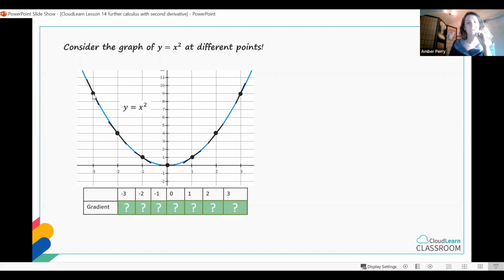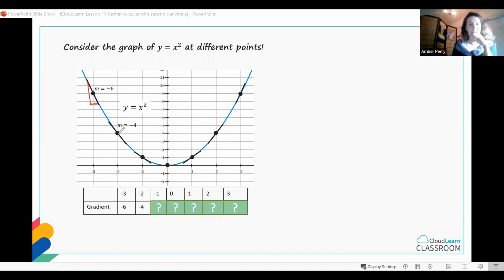I could come to this point here and say, at that exact point on the graph, I could draw what's called a tangent to the graph, and I can find the gradient there. I'm not going to do this for every single one, but at this particular point I could draw in a triangle, find the difference in y and the difference in x, divide one by the other, and find the gradient. And the gradient there is -6.